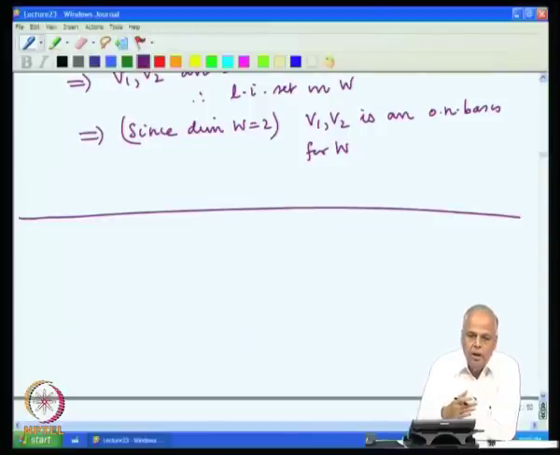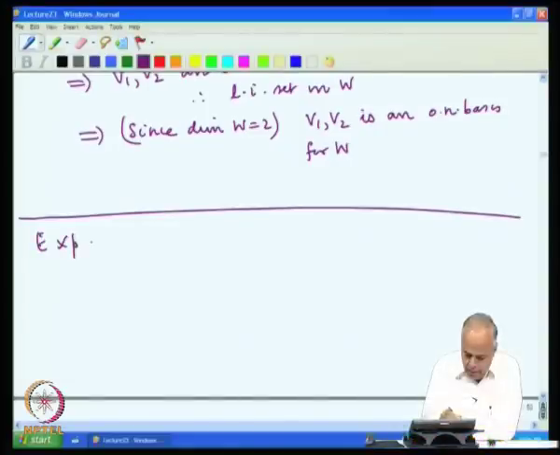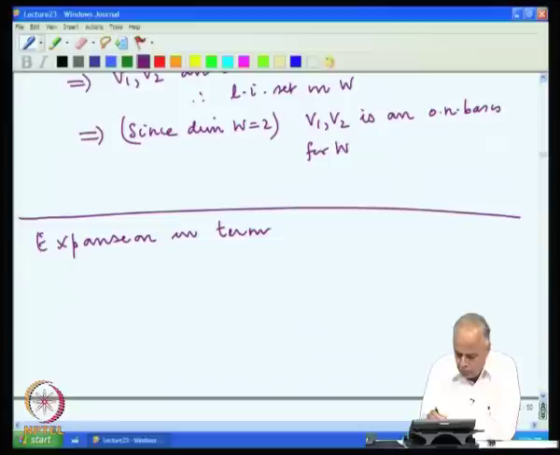We have seen that whenever you have a basis, every vector in that space can be expanded as a linear combination of the vectors in that basis. In particular, if we have an orthonormal basis, then every vector in that space can be expanded as a linear combination of this orthonormal basis. Let us look at this expansion. So, we will call this the expansion in terms of the orthonormal basis.